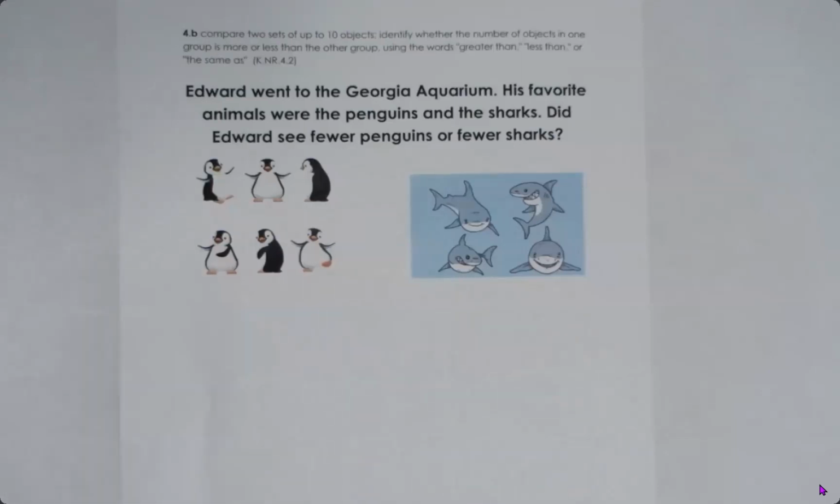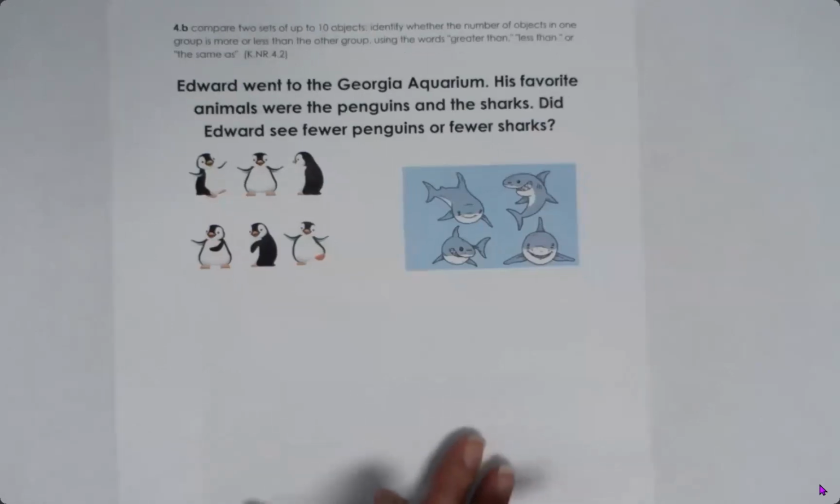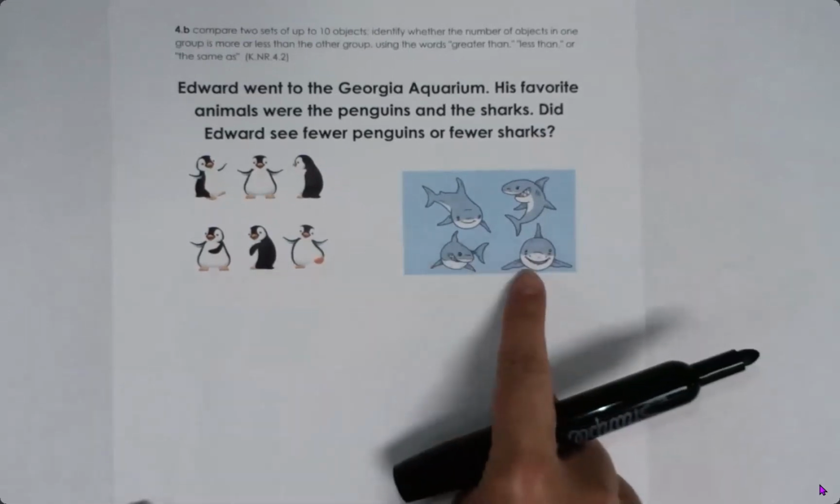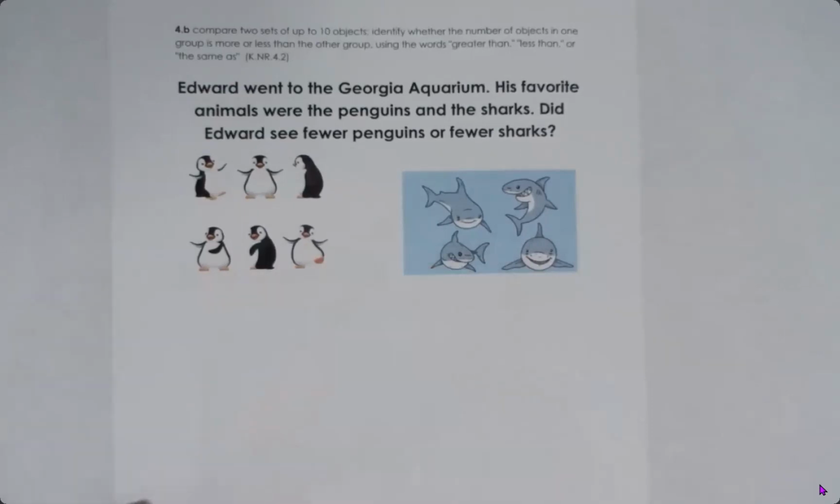So in this situation, Edward went to the Georgia Aquarium. His favorite animals were the penguins and the sharks. Did Edward see fewer penguins or fewer sharks? So as I'm looking at these images, I'm going to talk with students about how I need to first count and see how many penguins Edward saw and how many sharks Edward saw.